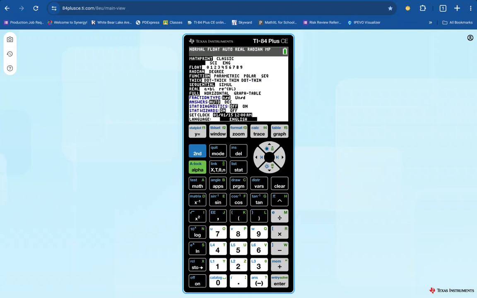And the only one that we need is the third one down on the left. It says radian currently. Over to the right of that, it says degree. So I'm going to click down. It's blinking on radian. I'm going to click over to blink on degree, and then I'm going to hit enter. And it should highlight the degree word.